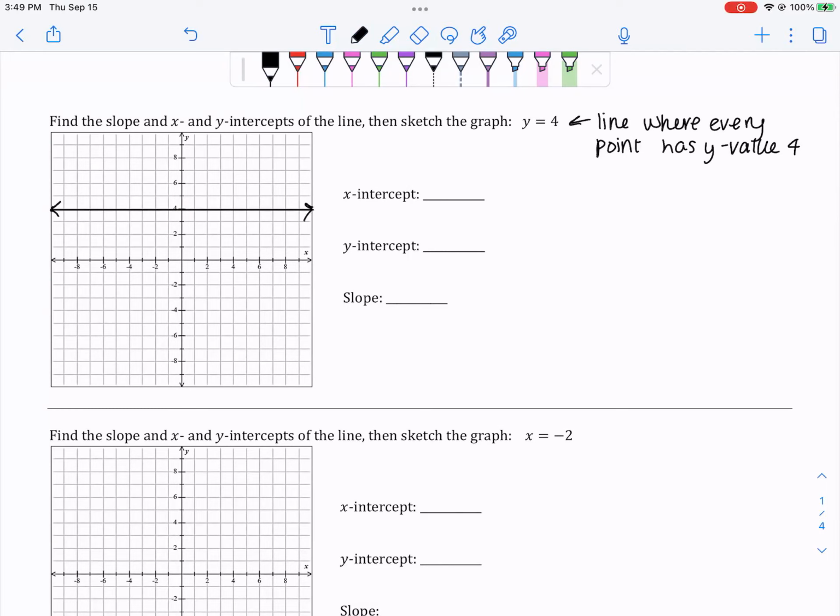Horizontal lines have a slope of 0. Sorry, that's my alarm. Slope of 0. That is graphing a horizontal line.